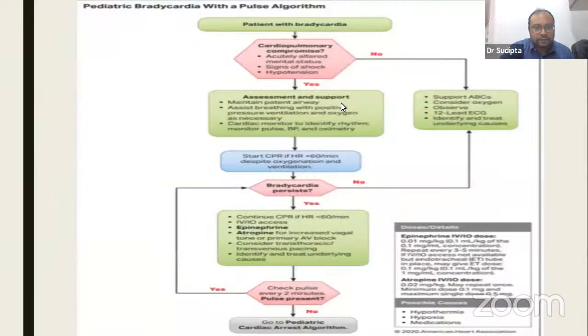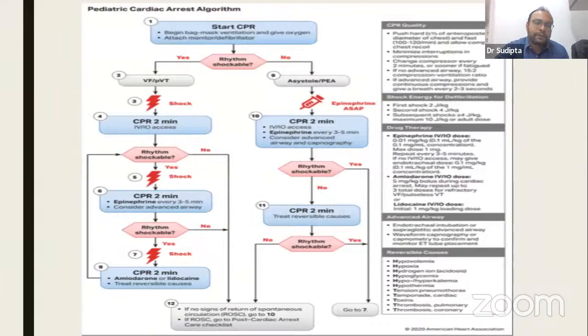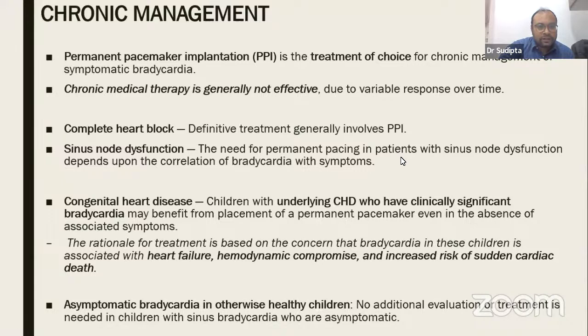So this is the algorithm, and I will not go into the details because it is already discussed. And in case it progresses to a cardiac arrest with a non-palpable pulse, then we can go to the pediatric cardiac arrest algorithm. So for chronic management, permanent pacemaker implantation is the treatment of choice because chronic medical therapy is not effective and it has a high side effect profile. In case of complete heart block, the definitive therapy is usually permanent pacemaker implantation. In case of sinus node dysfunction also, the need for permanent pacing depends on the correlation of bradycardia with symptoms.